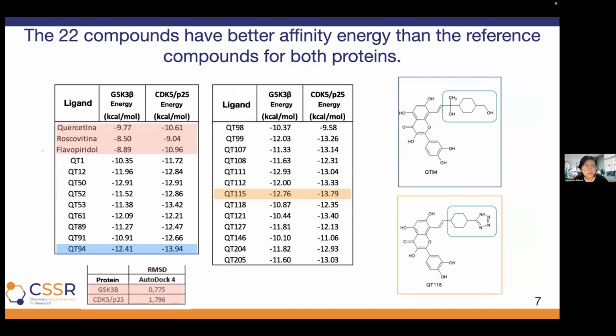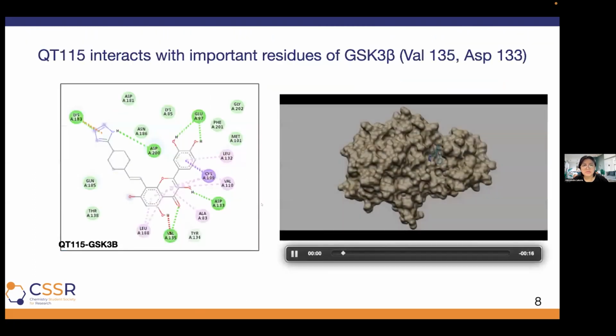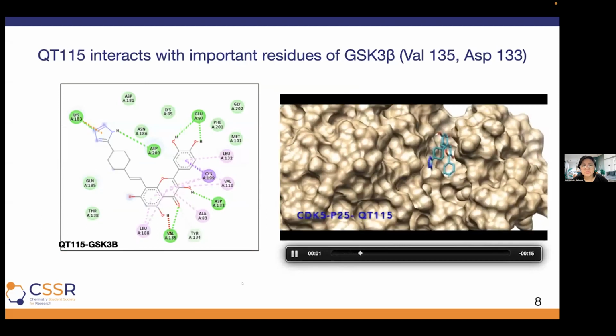I present you here the 22 compounds with the binding energy of the best poses. I have highlighted the drugs of reference because the two suggested inhibitors overcome the binding affinity. Also, we used redocking with AutoDock4, and we see that the values are higher and close to 1, so they are good models.